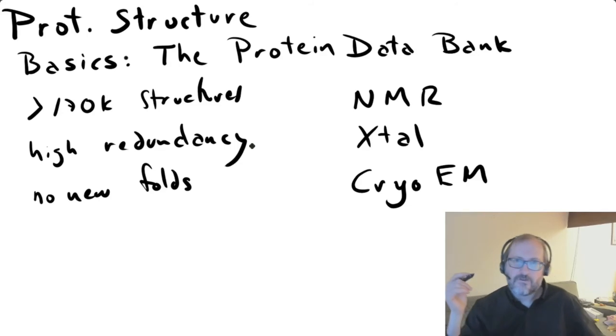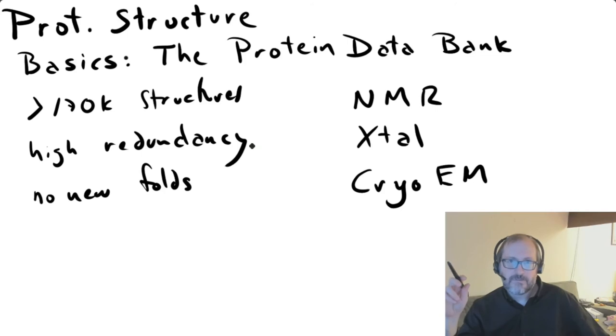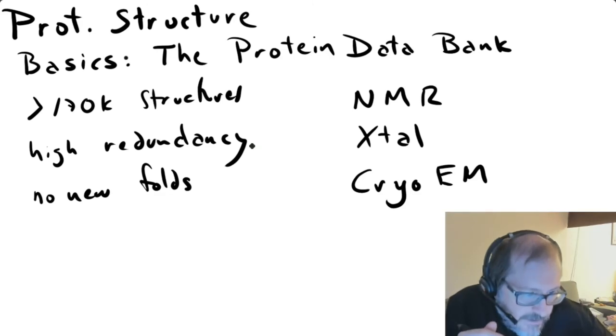But there's also quite a bit of redundancy, and the reason for this, as you also hear later in this course, is that the era of new fold discovery is over. There are no new folds being discovered. And to a growing extent, experimentalists are solving the same structures over and over again with somewhat different conditions. So those are two things to keep in mind.